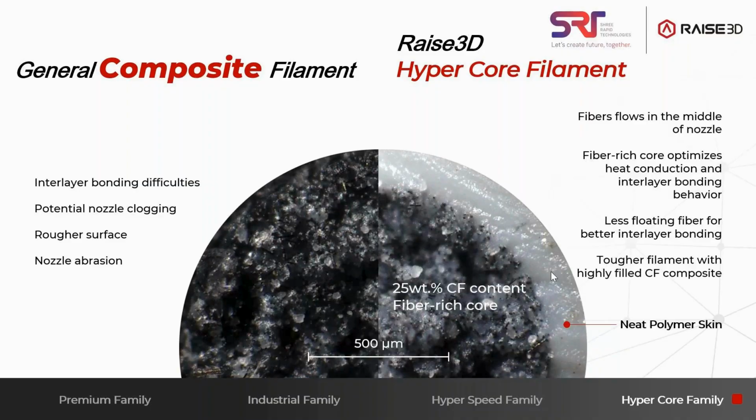The outstanding heat conductivity of the carbon fiber rich core will speed up filament melting in the hot end. And moreover, thanks to the special fiber distribution, fewer fibers are embedded on the surface of the filament, and more residual thermal energy is obtained from the fiber rich inner core. This way you can improve polymer healing and the interlayer bonding. And also you can significantly improve the Z direction strength, the surface print quality, and also the nozzle lifetime will significantly improve.